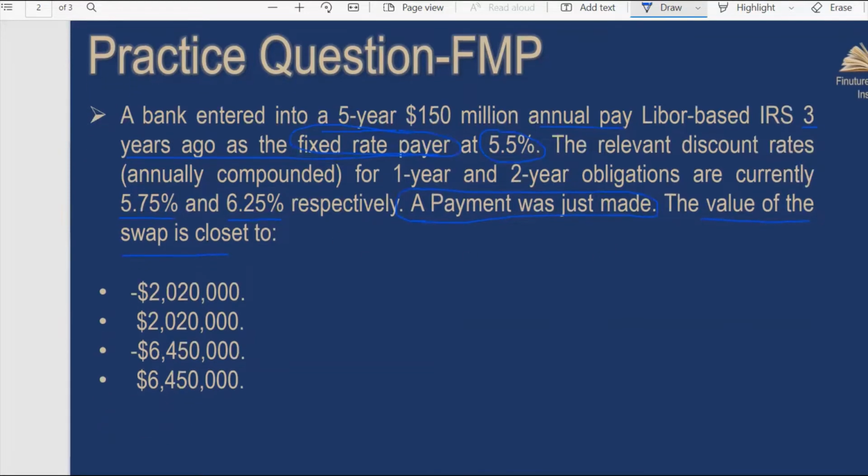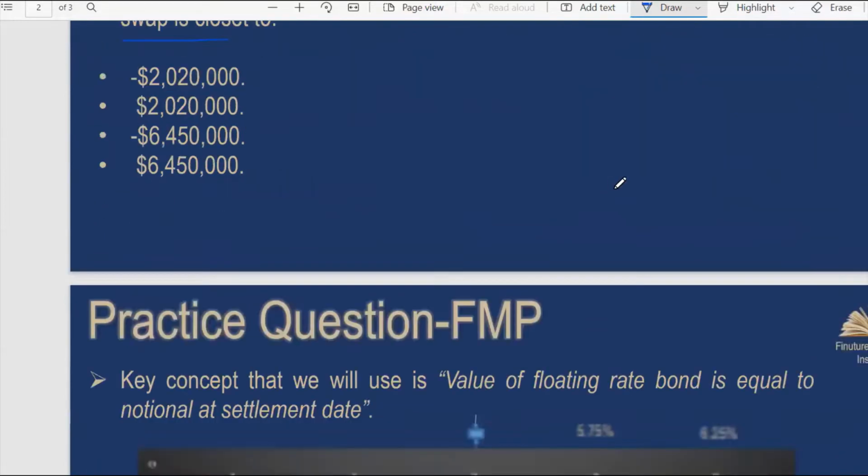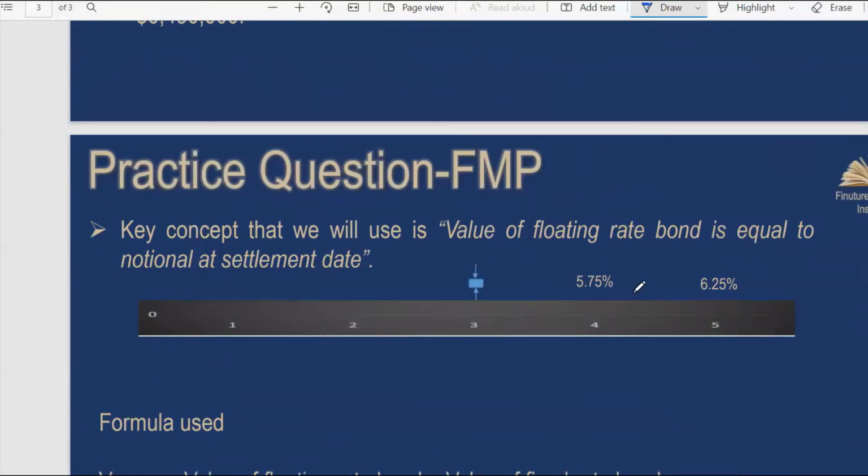Try to visualize using the information, using the timeline, as I usually prefer in these kinds of questions. It is a 5-year interest rate swap with a fixed rate of 5.5%, and the corresponding 1 and 2 year rates are 5.75% and 6.25%. What these rates essentially mean is that if you had to discount any cash flow from this point till this point, the discount rate would be based on this rate.